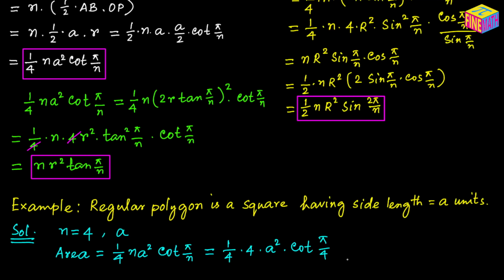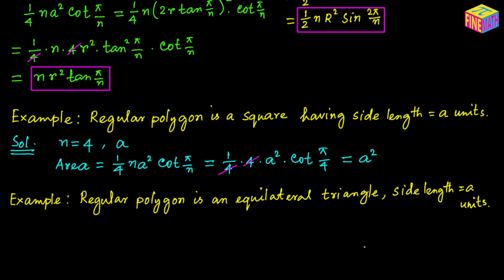Now cotangent of pi over 4 is actually equal to 1, and then you see this 4 and this other 4, they will cancel out each other. So we are going to be left with just a squared, and that's exactly correct because we know that the area of a square is the square of its side length, which is in this case a squared. So our area formula works for a square. Now let's try to use it for an equilateral triangle.